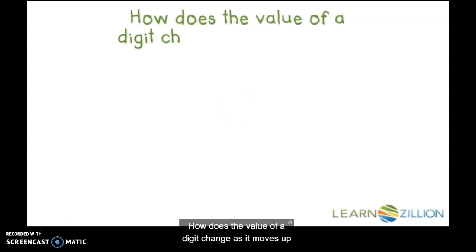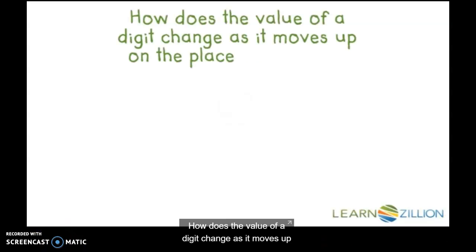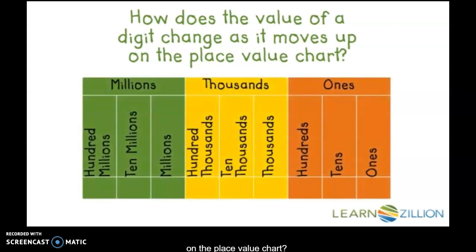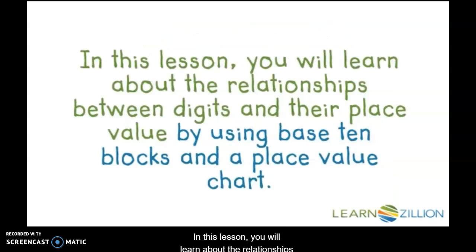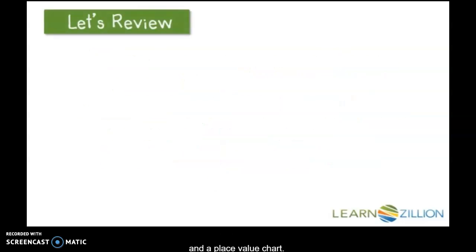How does the value of a digit change as it moves up on the place value chart? Notice the 5 changes its location, and as it changes, its value changes too. In this lesson, you will learn about the relationships between digits and their place value by using base 10 blocks in a place value chart.